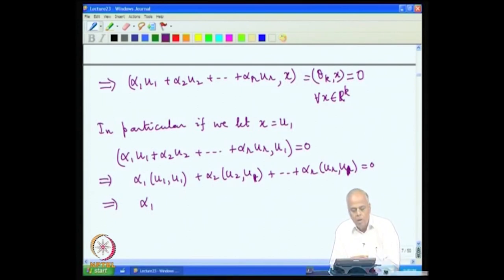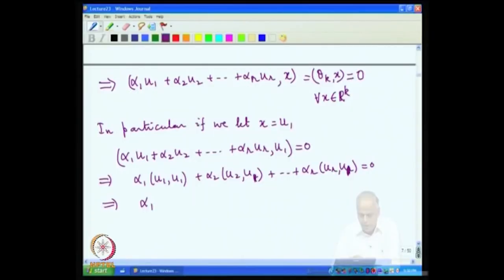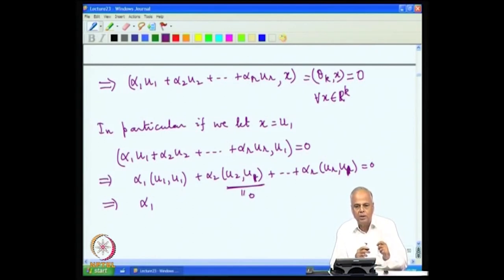Why is <u1, u1> 1? Because we are given that u1, u2, ..., ur is an orthonormal set. When you have an orthonormal set, every vector in that set has length 1. u1 is a member of that orthonormal set and hence it must have length 1. Therefore, <u1, u1> is 1. So, the first term becomes alpha 1. Now, <u2, u1>, the second term, is 0, because u2 and u1 are members of this orthonormal set and any two vectors in the orthonormal set are orthogonal to each other, and therefore their inner product is 0. Similarly, <u3, u1> is 0, because all these vectors are in that set and any two vectors are orthogonal. So, we simply get alpha 1 equal to 0.